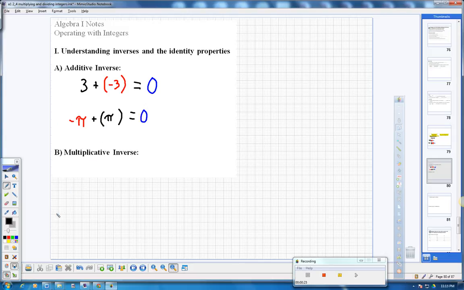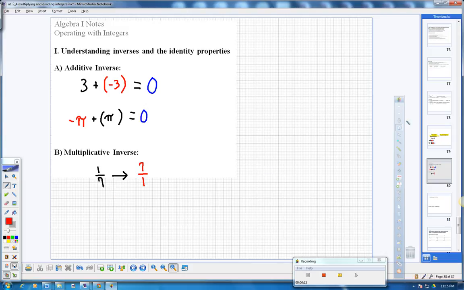Alright, so multiplicative inverse, once again, several examples. So if I were to ask you, what is the multiplicative inverse of 1/7? The multiplicative inverse would be 7/1. Notice how I did not make that negative. It's just the reciprocal of it.